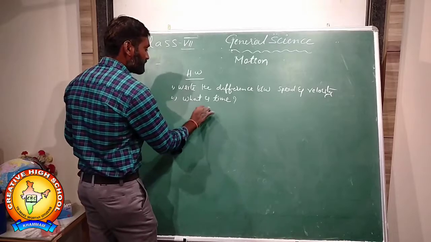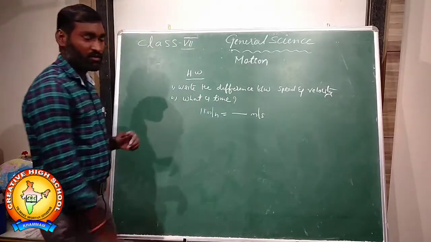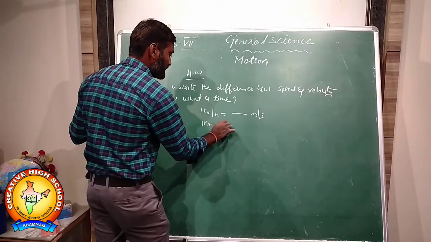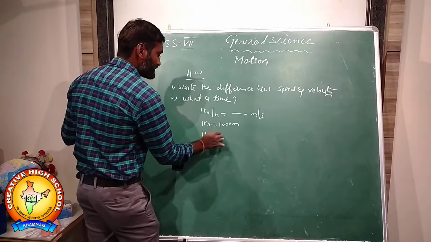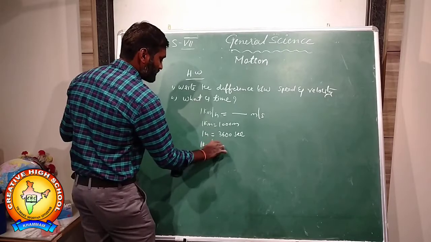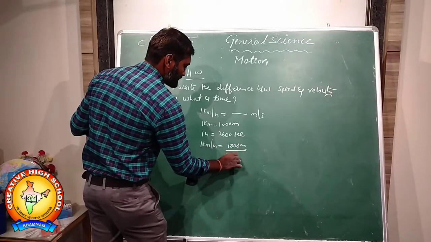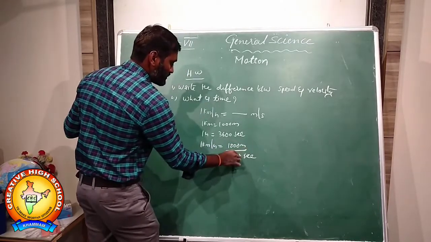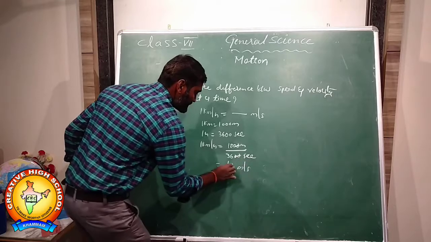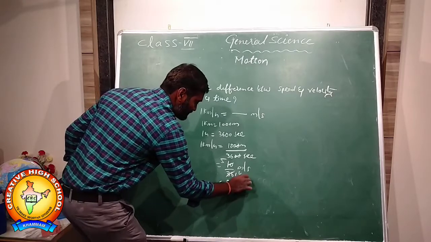Speed is measured in kilometer per hour. 1 kilometer per hour equal to how many meter per second? So 1 kilometer equal to how many meters? 1 kilometer equal to 1000 meters. So 1 hour equal to how many seconds? 3600 seconds. So 1 kilometer per hour equal to 1000 meters by 3600 seconds. 2 zeros get cancelled. What is remaining? 10 by 36 meter per second. 2 5s are 10, 2 18s are 36. What we got here? 5 by 18 meter per second.